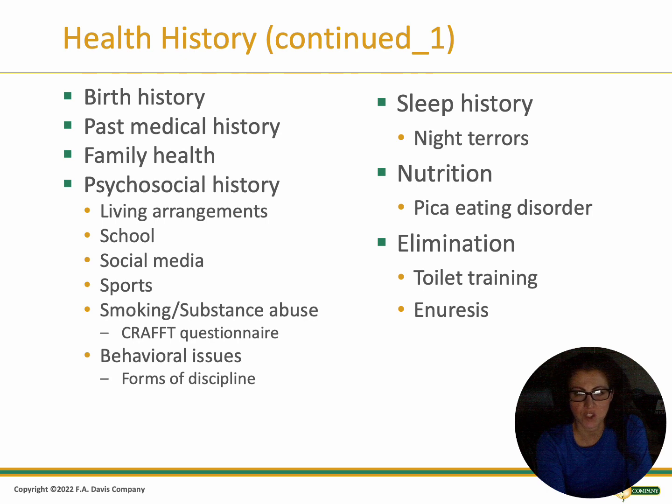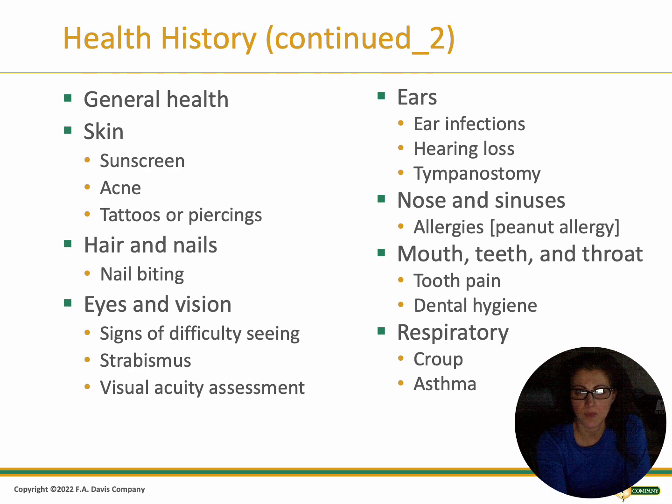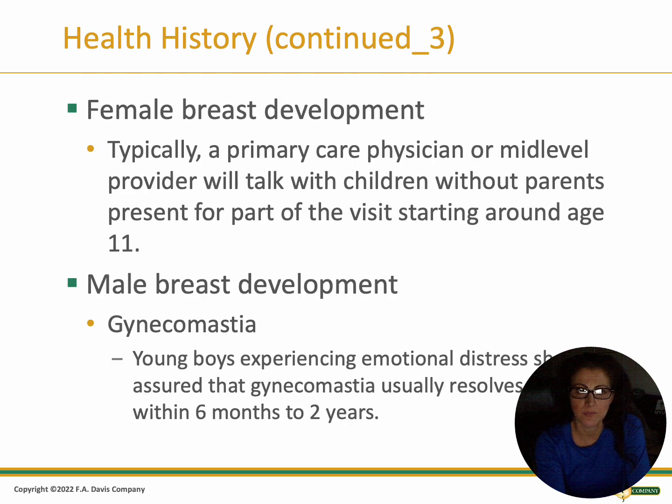And we'll go over the CRAFT questionnaire. And are there any behavioral issues that the parents have? What does their sleep history, nutrition history, and elimination history look like? We also want to collect information about their general health and review of systems. Specific for the female gender, we want to ask about any breast development, and then for the male as well as the female. And with the male, we want to ask them about any gynecomastia.